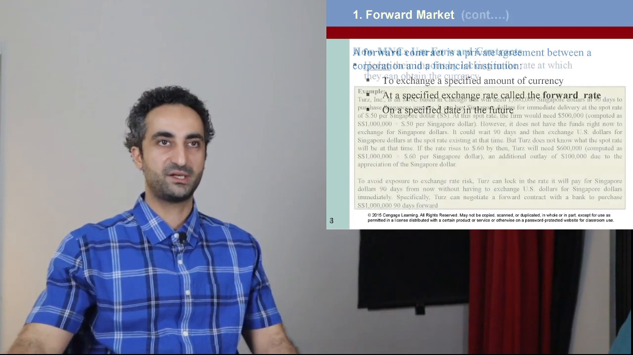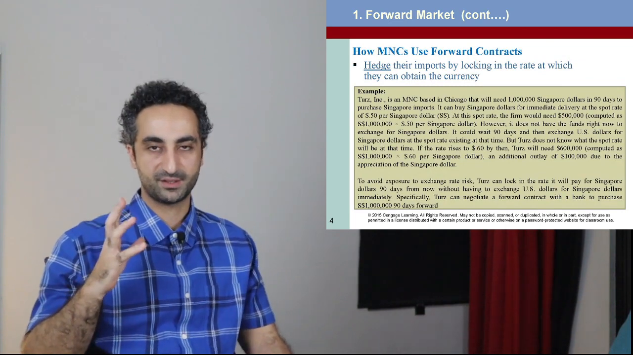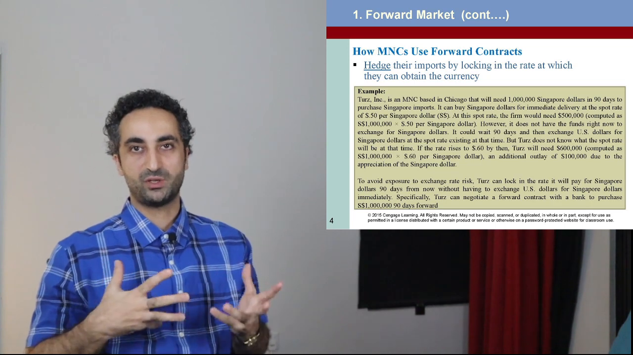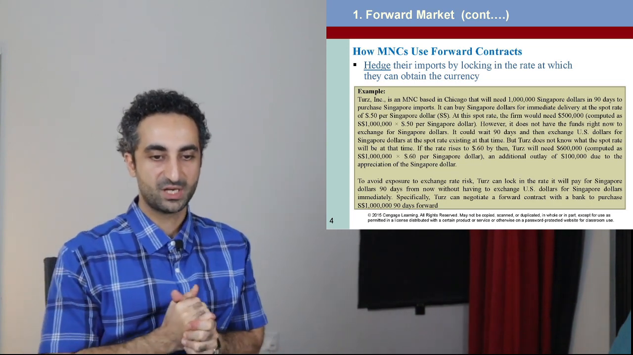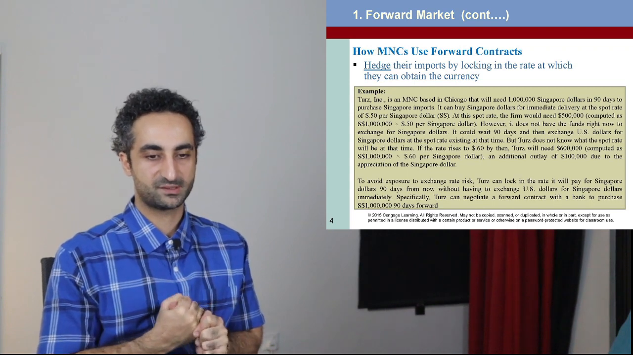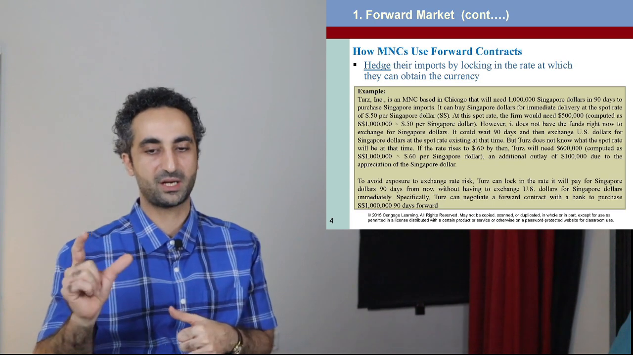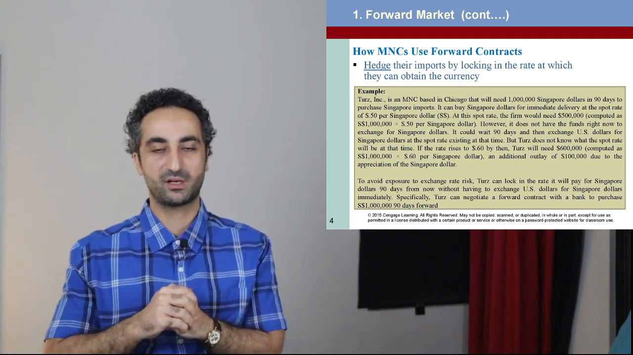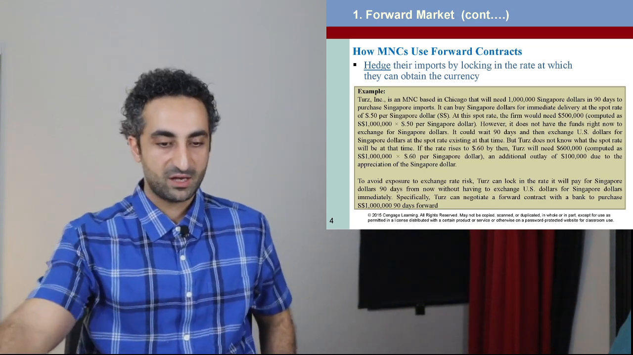Now, to be clear, let's go through an example, a case study, and try to see how we can hedge through these currency derivatives. How MNCs use forward contracts to hedge their imports by locking in the rate at which they can obtain the currency, we discussed that. So, we have an example.